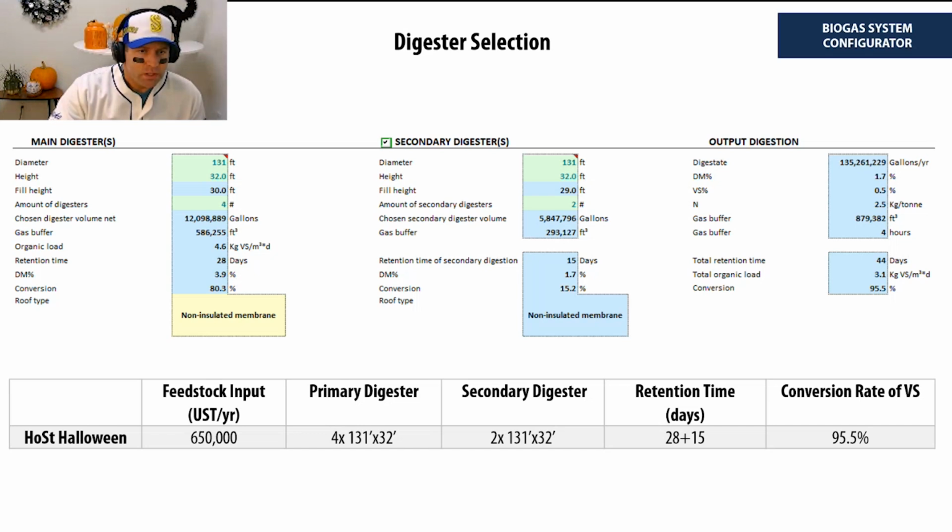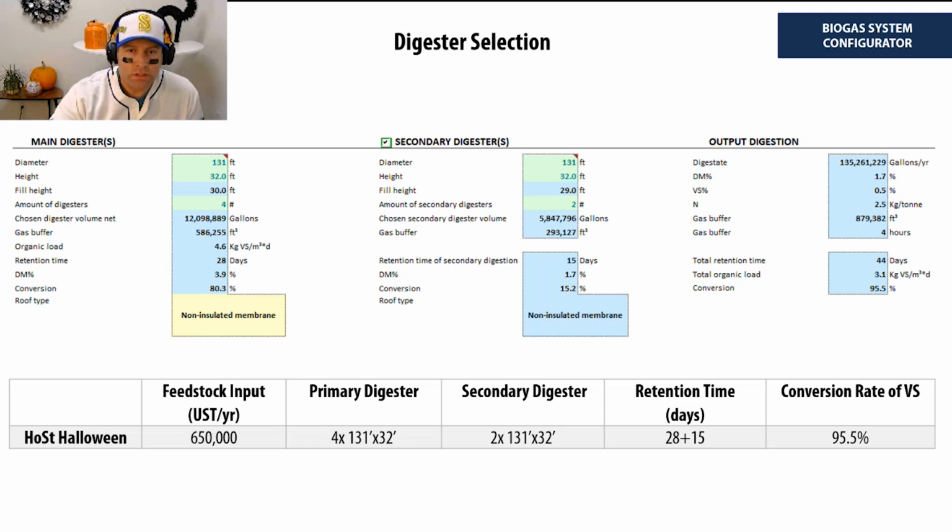So for this digester system, we would require 4 primary digesters, size 131 feet in diameter by 32 feet in height. And then we have half that number of digesters as our secondary digesters. So that means we are feeding the 4 primary digesters in parallel, and then the secondary digesters are in series. The total retention time comes to 44 days, so 28 days in the primary and 15 days in the secondary. It actually averages with decimals and everything to 44 days total.